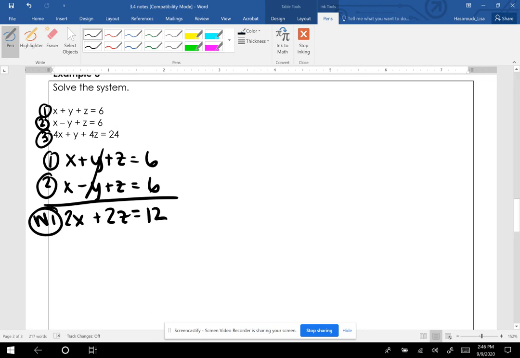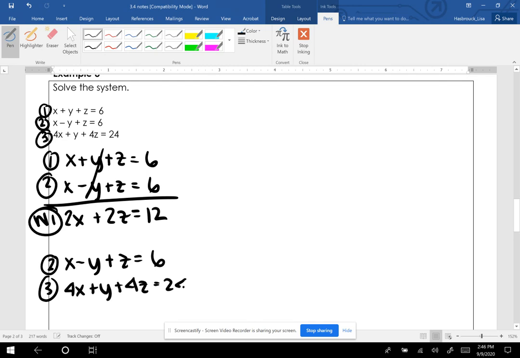Now I'm going to use equations 2 and 3. x minus y plus z equals 6, and x plus y plus 4z equals 24. Notice why I picked these. The y eliminates very easily without multiplying for both situations.